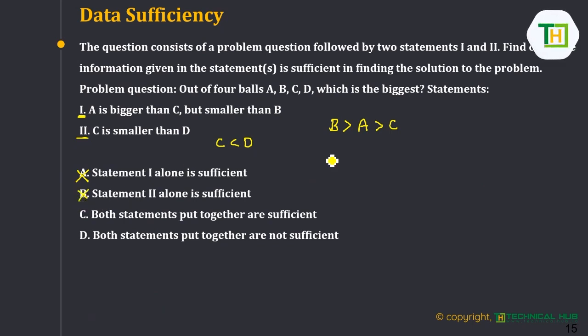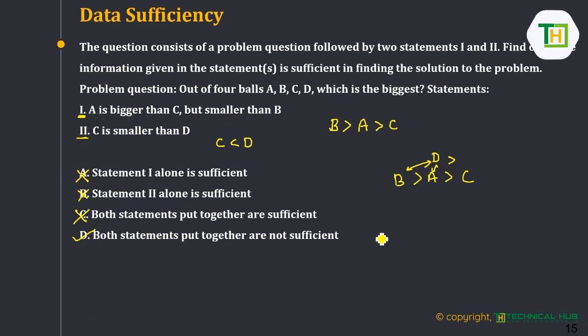What if I combine both? So what is the relation here? B is greater than A, A is greater than C, and C is less than D. C is less than D, but I don't know which of D and A is bigger, or which of D and B is bigger. Still I cannot say which is the biggest of the 4 balls. Again, both statements put together are not sufficient. So I go with option 4.